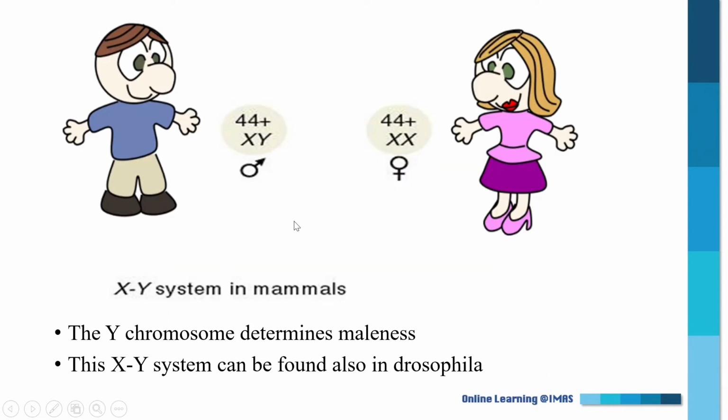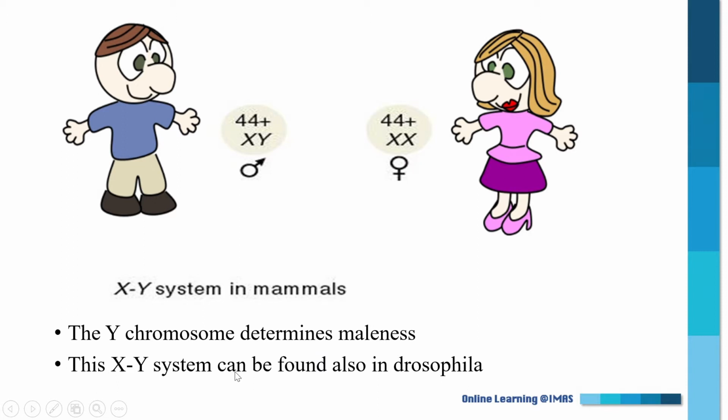So there are different types of these sex chromosomes. In humans, we have what we call the XY system. In mammals, actually, it is the XY system. Like in the case of humans, we have 44 autosomes and X and Y. This one will make us a male, and if you have 44 chromosomes plus XX, then this one will be a female. So the Y chromosome determines maleness, whether you are male or female.